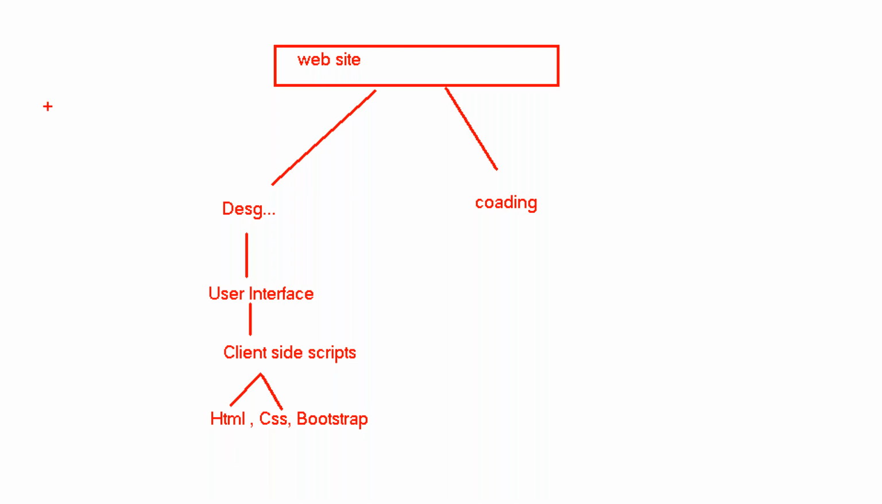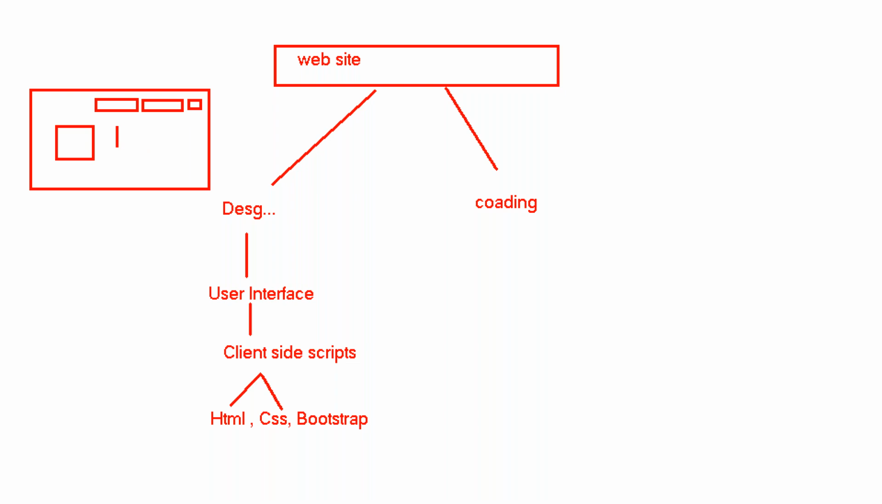On a web page you may want to display some controls like a username text box, a password text box and a login button, some images, and a registration form, like a Facebook type of web page or any web page you want to create. We call it a user interface. To create these user interfaces, we work with client-side scripts: HTML, CSS, Bootstrap.